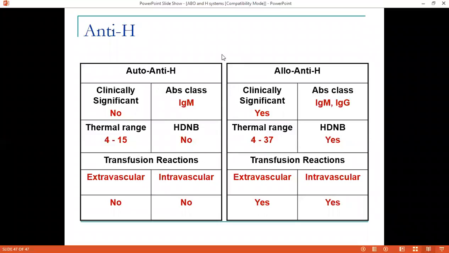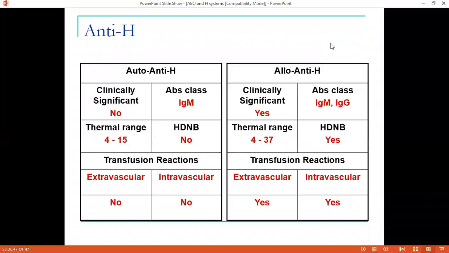And then this last slide that I want to show you is the difference between an autoantibody and an alloantibody. So an autoantibody is different because it's actually directed at the patient's own self-antigens, whereas the alloantibody is directed against foreign antigens. So what you'll notice is that in this case for anti-H, the auto one is not very clinically significant. It has a low thermal range of only room temperature. It will not cause hemolytic disease of the newborn, and it will not cause hemolytic transfusion reactions because it's an IgM molecule.